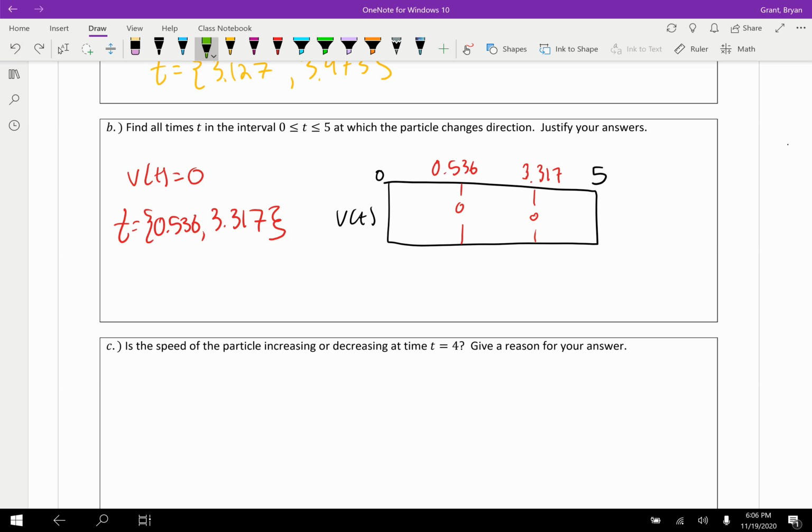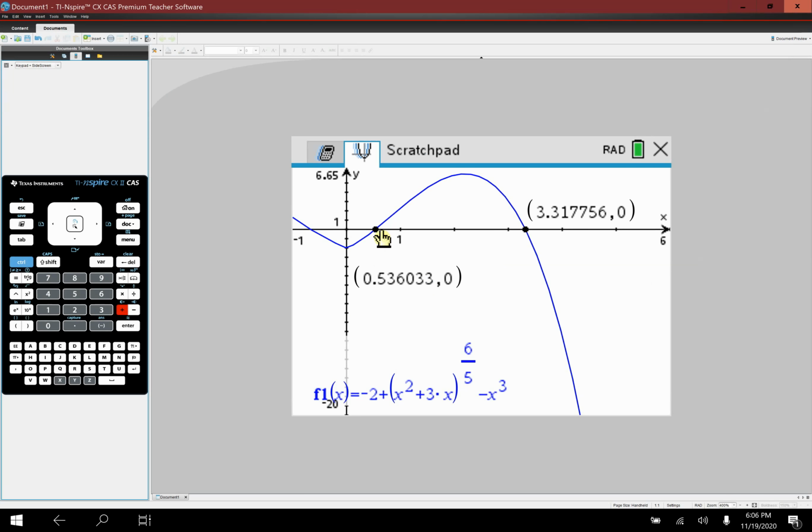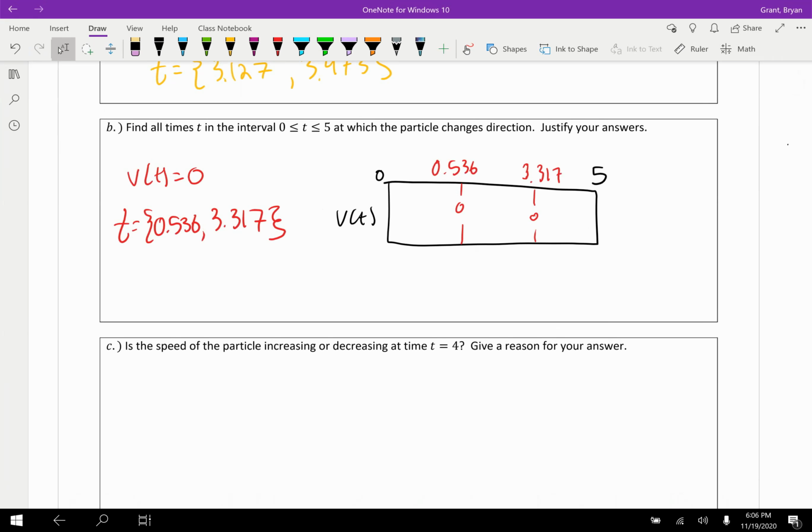And although you could evaluate different values into v of t, the faster way is just to look at the graph, I think. So if we look at the graph, to the left of our first 0, v of t is negative. In between the 2 zeros, v of t is positive. And at the end, v of t is negative. So negative, positive, negative, easy enough. And so we see we're moving left, then we move right, then we move left. Justify your answers, easy enough.